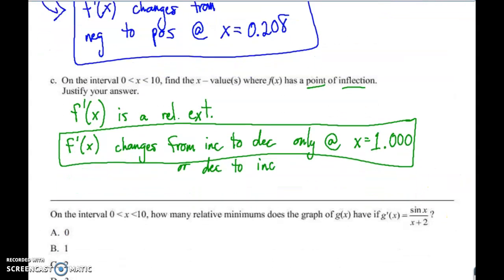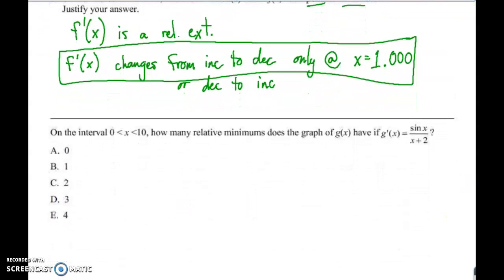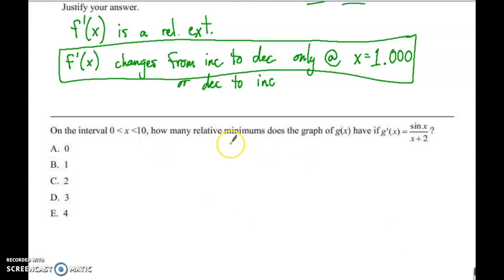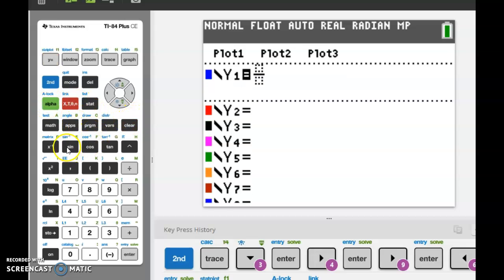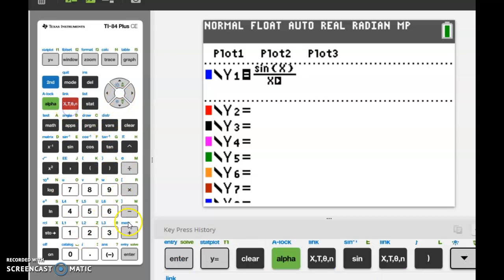All right, and then the very last problem, I believe this is the last one. How many relative mins does the graph of g have for this? All right, let's go to the calculator. Sine of x over x plus 2. So I would just go to y equals sine of x over x plus 2. I also like to double check that I typed it in perfectly.